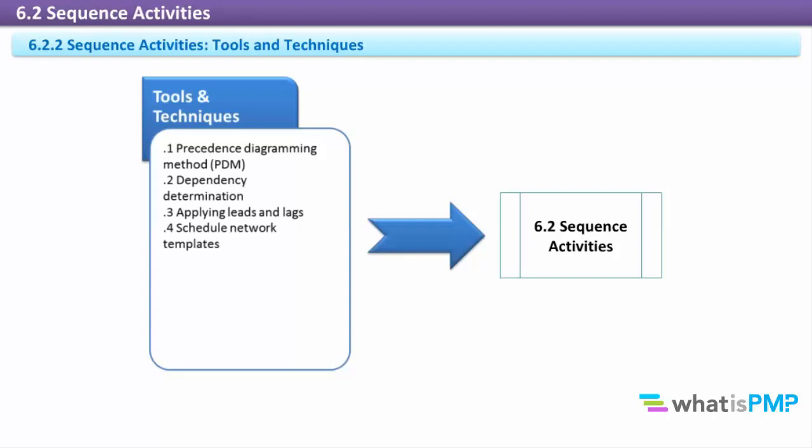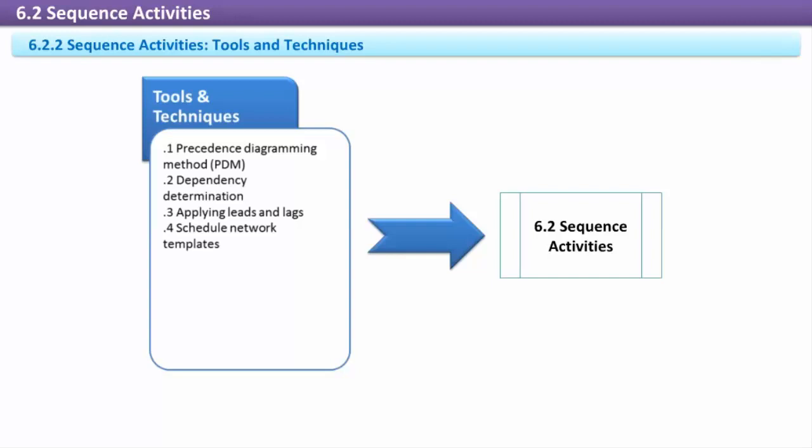Finish to start, FS. The initiation of the successor activity depends upon the completion of the predecessor activity. Finish to finish, FF. The completion of the successor activity depends upon the completion of the predecessor activity. Start to start, SS. The initiation of the successor activity depends upon the initiation of the predecessor activity. Start to finish, SF. The completion of the successor activity depends upon the initiation of the predecessor activity.